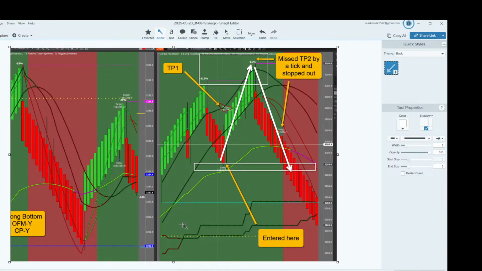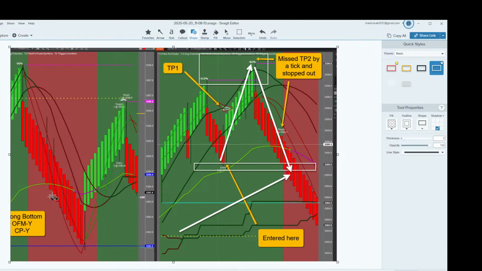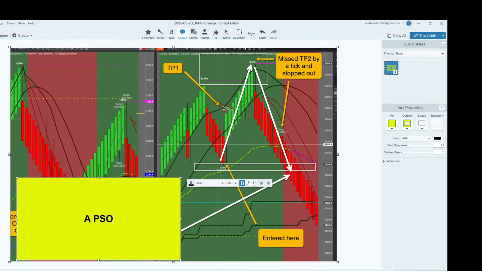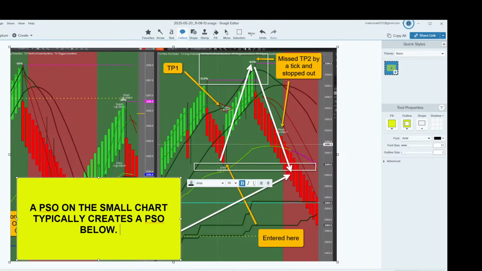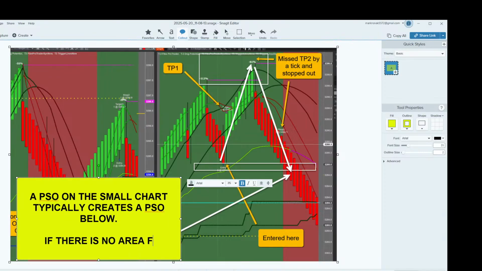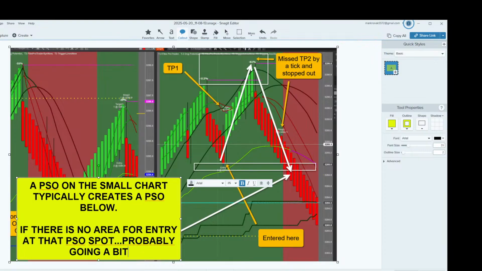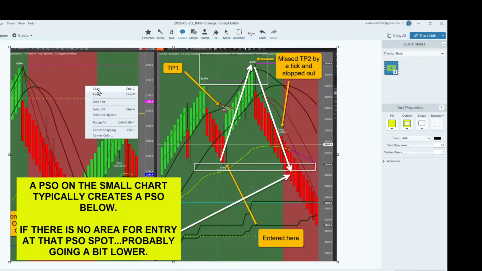The thing that you'll notice is, that's not what I wanted. A pivot stop out on the small chart typically creates a PSO below. If there is no area for entry at that PSO spot, probably going a bit lower. And let's go see if we can find a real world example of that. And let me give you this picture in case you want to use it. Does that make sense?